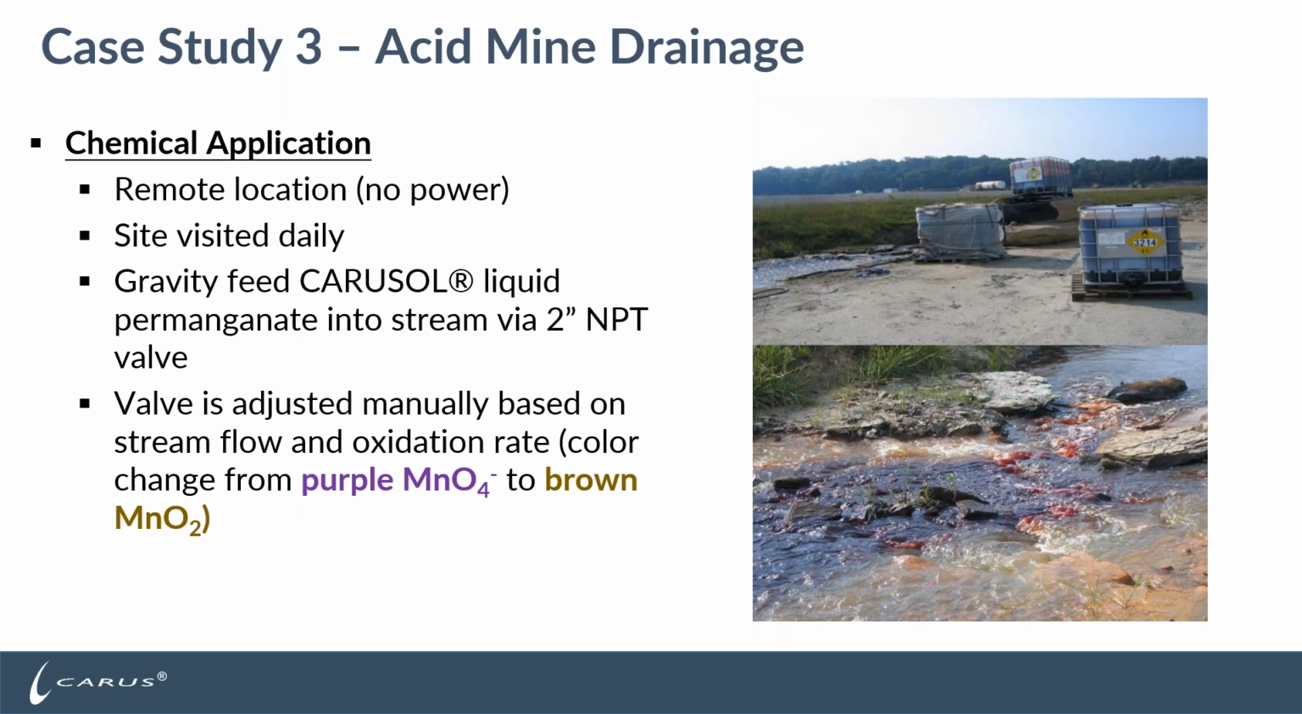So the chemical application strategy here was actually very simple due to the fact that it was a remote location with no power available. So we simply gravity fed Carousel into the runoff stream, and the chemical dose was adjusted manually based on oxidation rate and stream flow. The color change for the oxidation rate, again, as I highlighted before, was that change from the purple permanganate ion to the brown manganese dioxide reaction product.